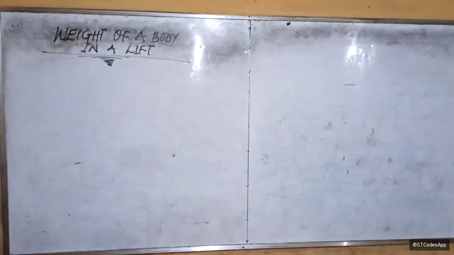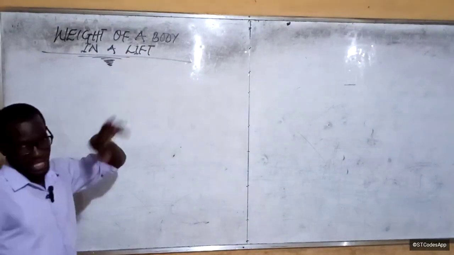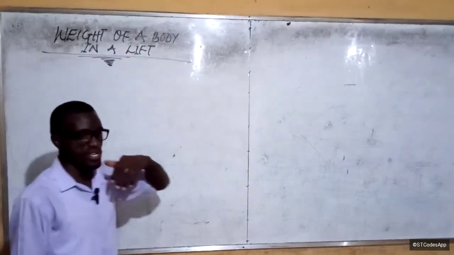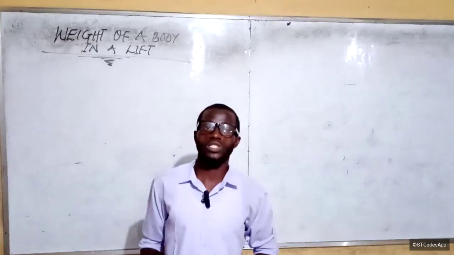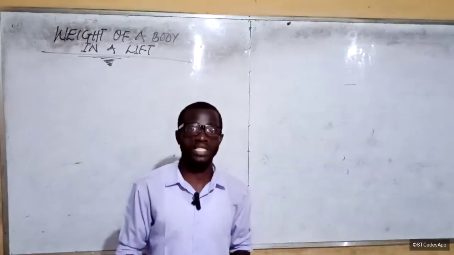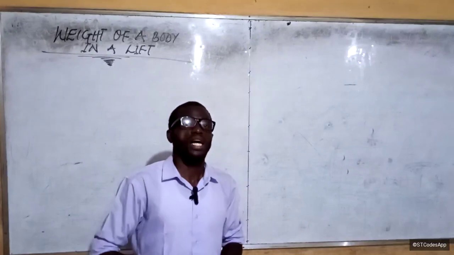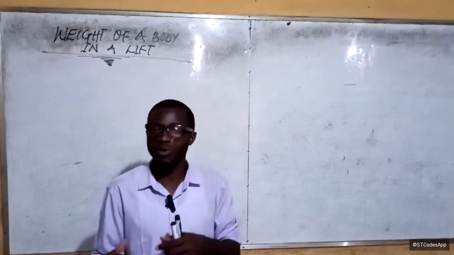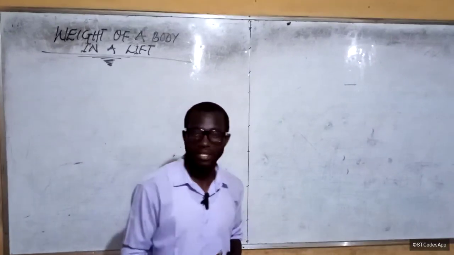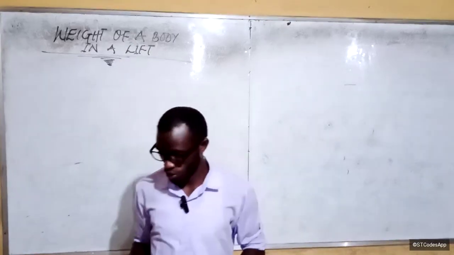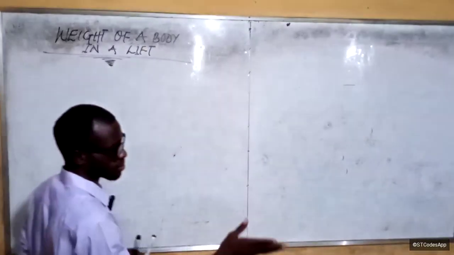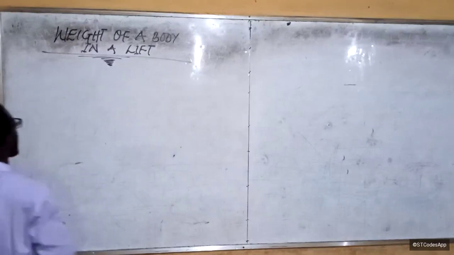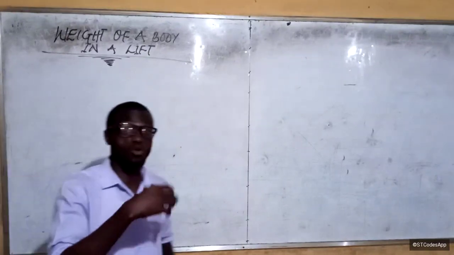In today's video, we are going to be dealing with the weight of a body in a lift. So if a body were to be in a lift and the weight were to be taken, these are the possible conditions that might arise, and there are 5 possible conditions. Now, the first one is this. And now, first, we must understand the notations.